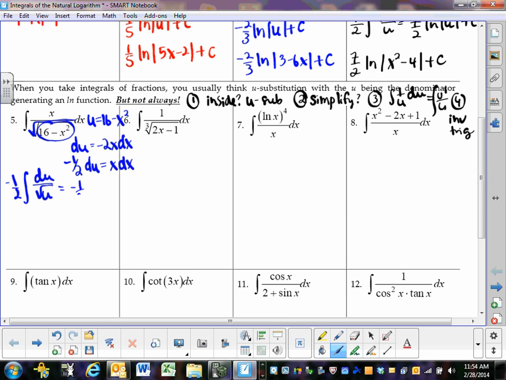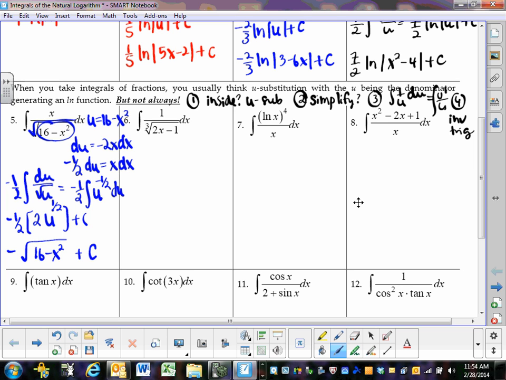Negative 1/2 integral of du over the square root of u. That is absolutely not natural log. You cannot have roots or other powers with natural log. Natural log has to be u to the first power. So I'm going to use the regular power rule on this.